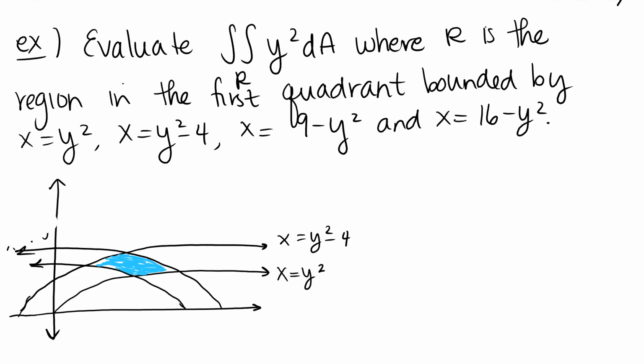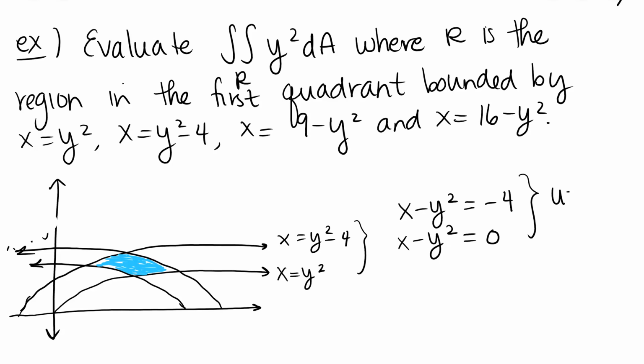So the way we're going to look at this is I'm going to consider my two parabolas pointing to the right and my two parabolas pointing to the left. If I subtract that y squared from both sides, notice that I could have x minus y squared equals negative 4, and then x minus y squared equals 0. So look, if I let u equal x minus y squared, do you see how that's really nice? Because what does that show? What is u going to be bounded between? It's just going to be bounded between 0 and negative 4. Isn't that kind of crazy?